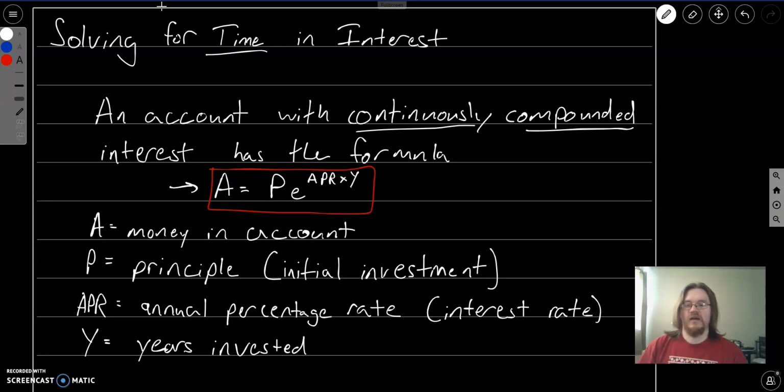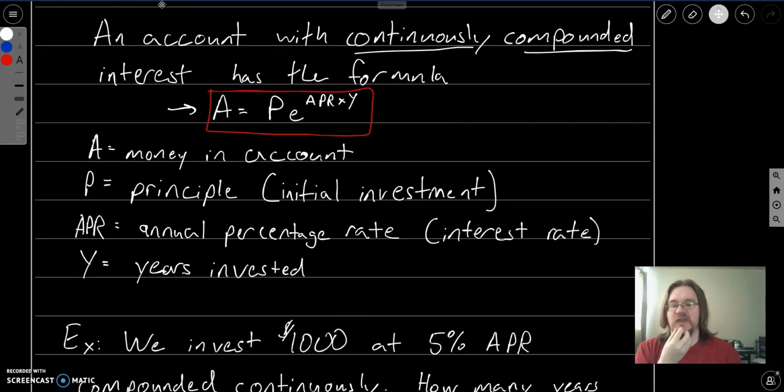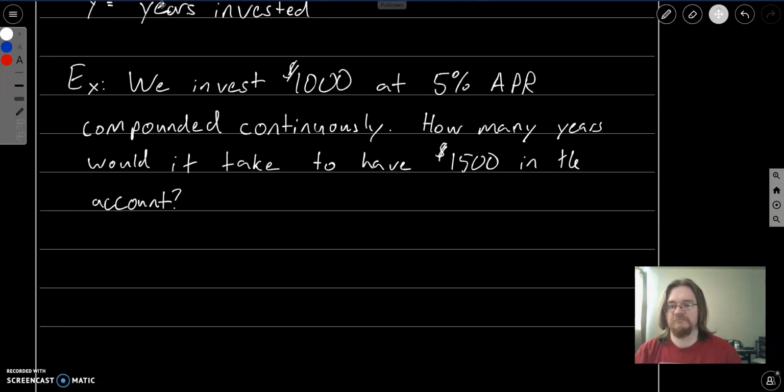invested for. But I could also ask a different sort of question. If I told you how much I initially invest, what my interest rate is, and how much money I want in the account, we could try to figure out how long we should invest for. So maybe I want to double how much money I have in my account. How many years would it take for the money to double? So we would just have to solve for y here. And so let me do a specific example where I try this.